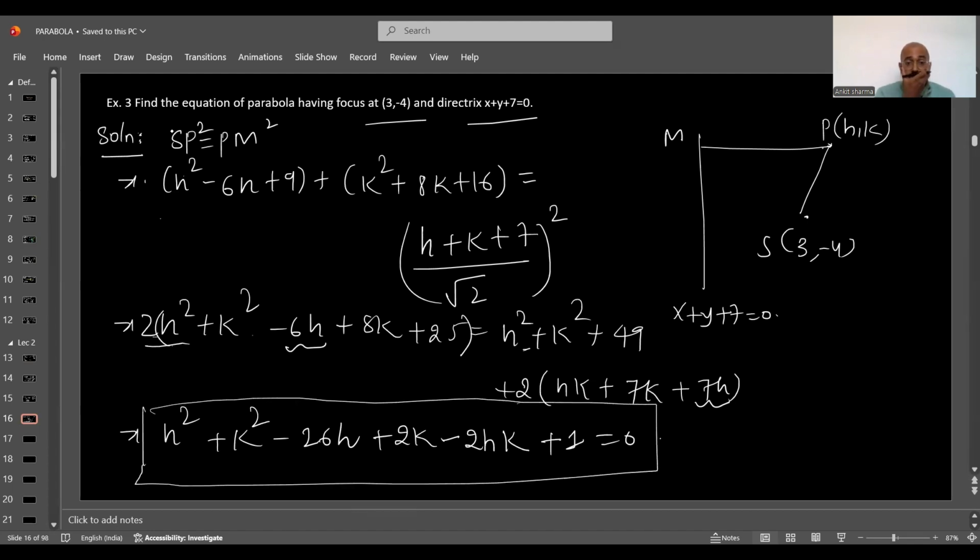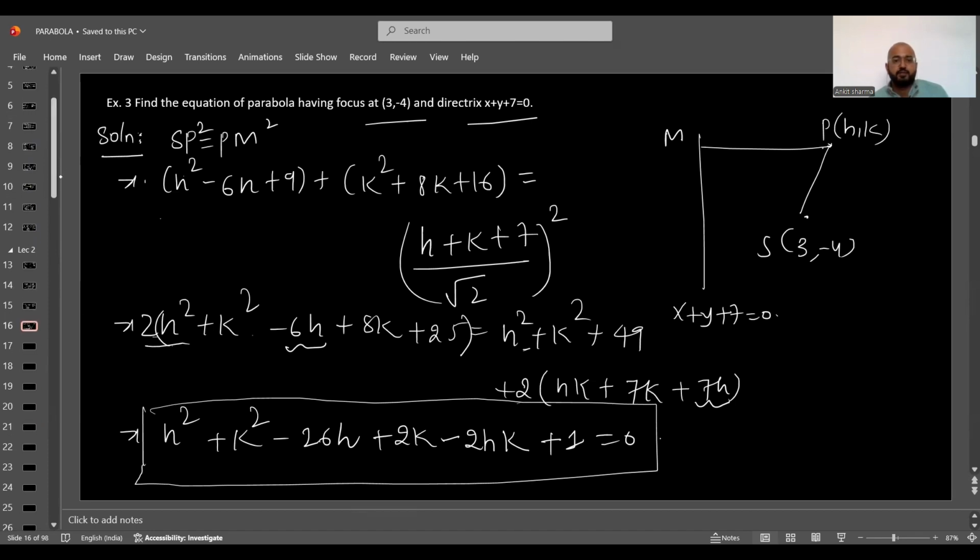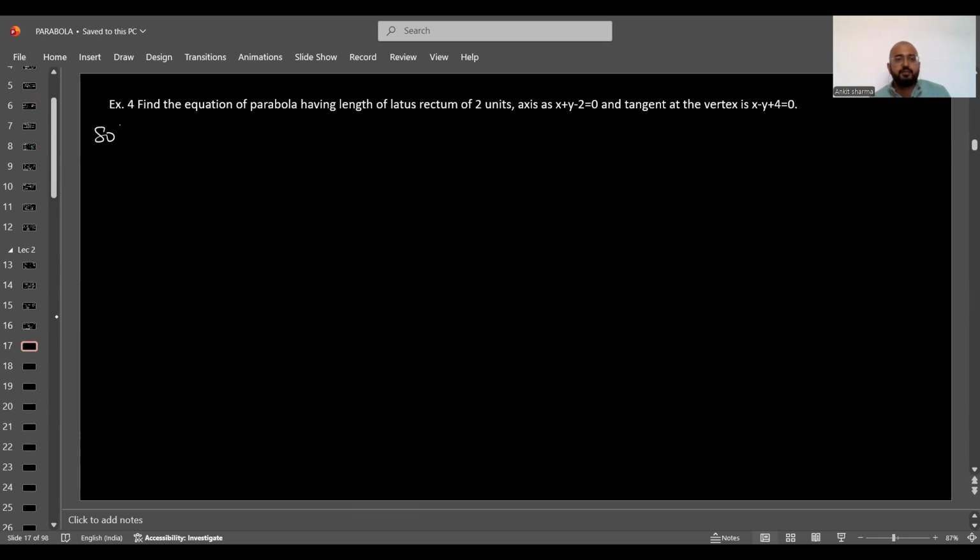One should not be confused about what kind of parabola this is. This is the general equation of parabola. In fact, the general equation of conic, which we will see in the third session. What is the general equation of conic? How do we get them? Okay, but this is the equation of parabola. Let's go for the next one.